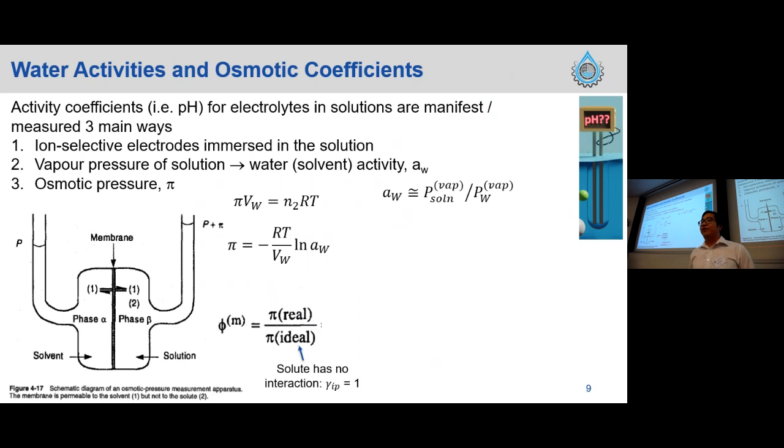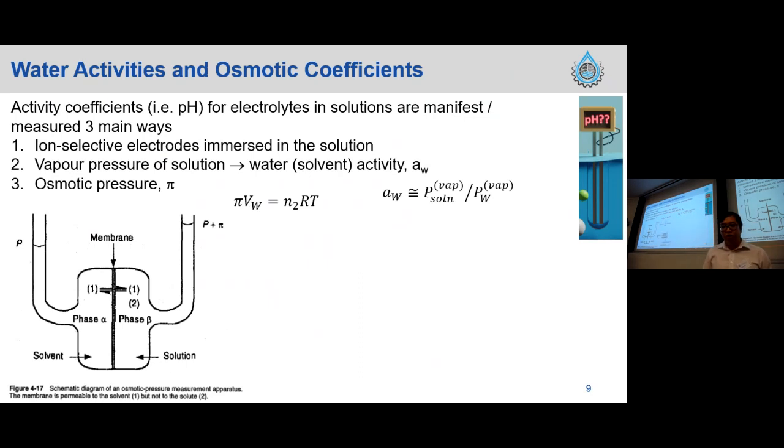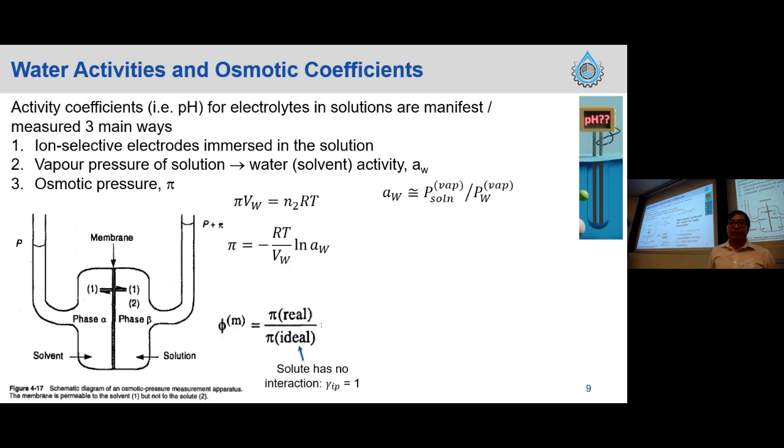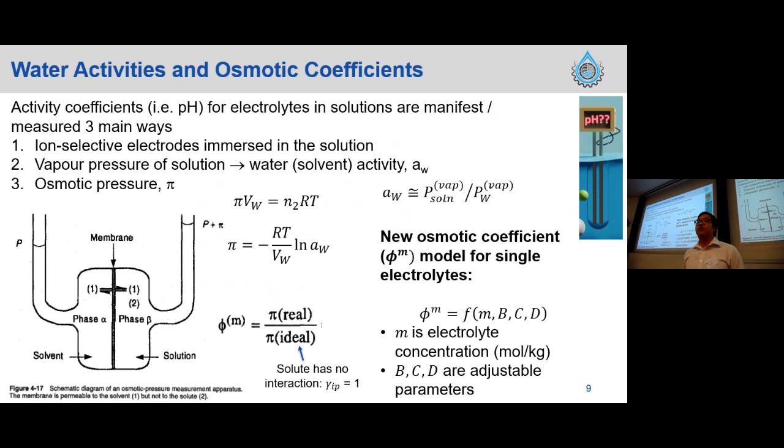And so what we've developed in this work, without showing all the maths involved, is a new osmotic coefficient model for single electrolytes. So it's primarily a function of your electrolyte concentration. And if you're familiar with electrolyte theory, it's an extended Debye-Hückel model. And we have 3 adjustable parameters per electrolyte.